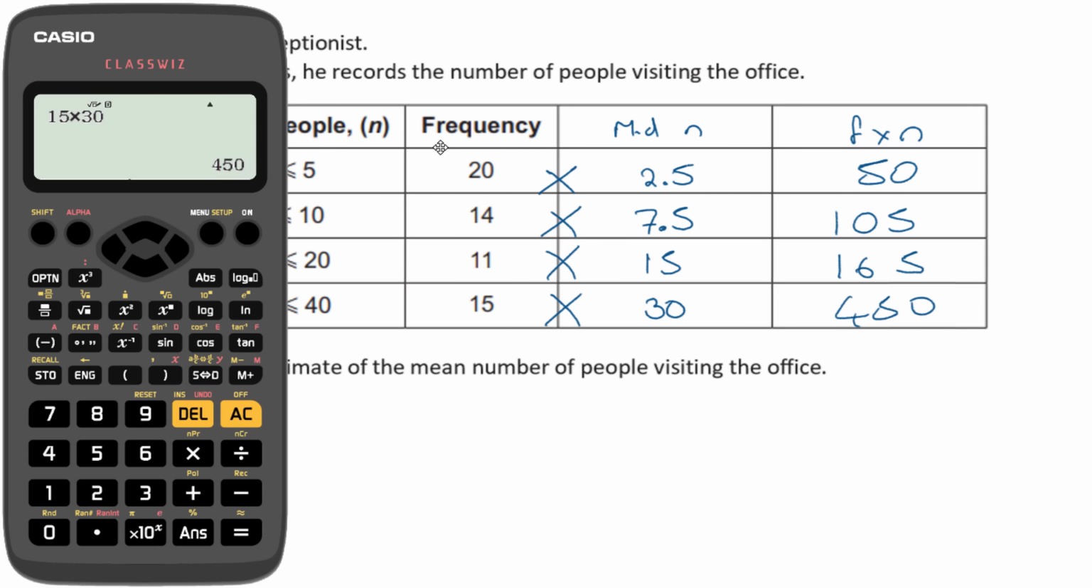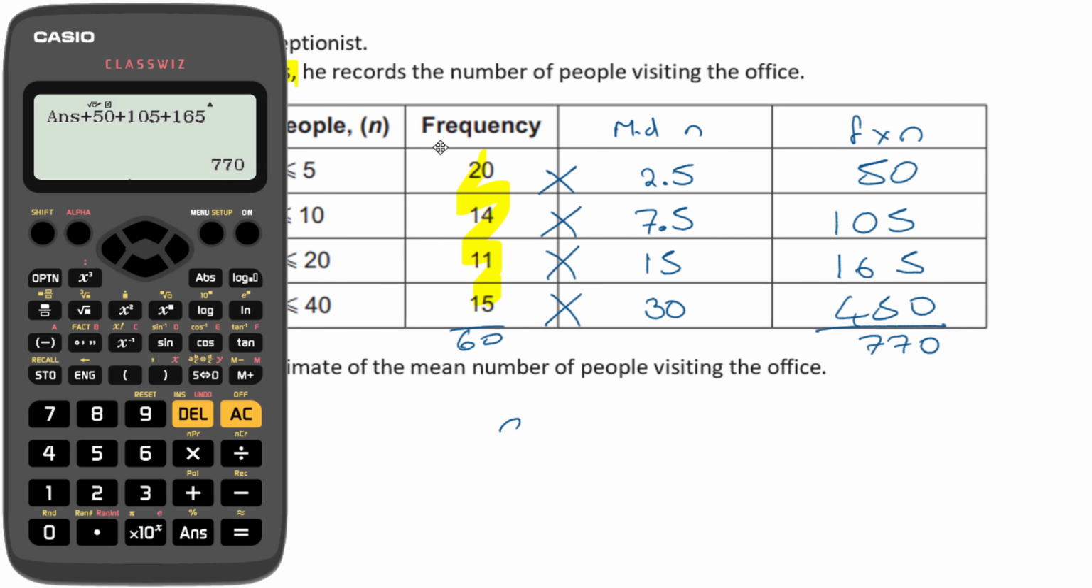Okay, then we need a couple of totals in here. Well, I already know the frequency adds up to 60. It should add up to 60. If it doesn't, you can always add it up there. And I need the total over here. 50 plus 105 plus 165 plus 450. Yeah, that comes to 770.